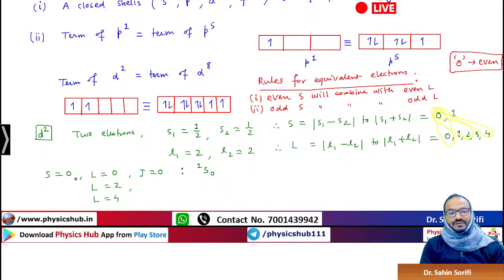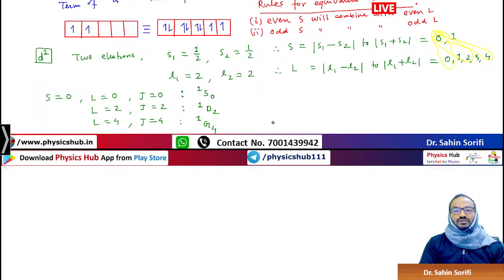Now if you consider S equal to 0, L equal to 2, what will be the value of J? J will be 2. So 1D2, since L equal to 2 means D. For L equal to 4, J is equal to 4. So S P D F G, 1G, J equal to 4. Get it?